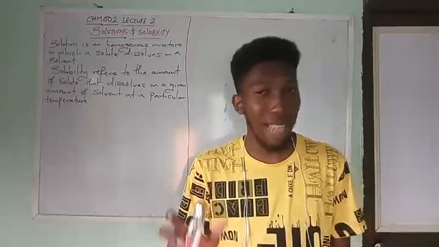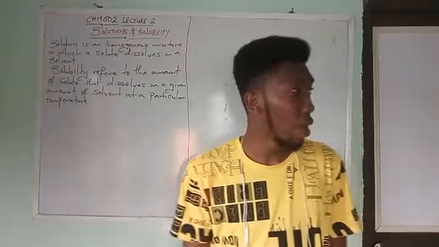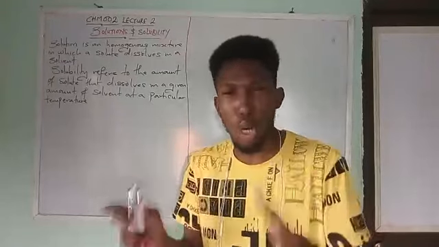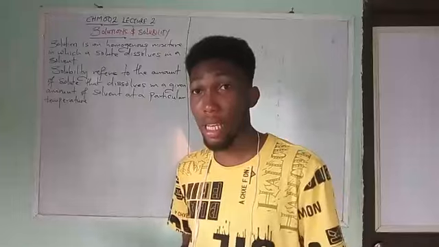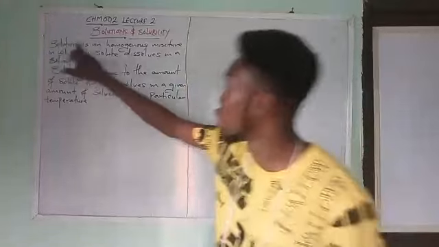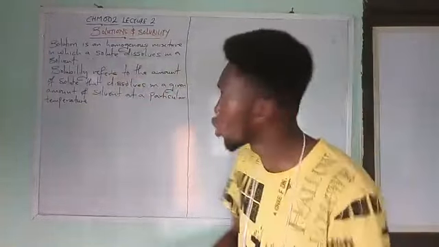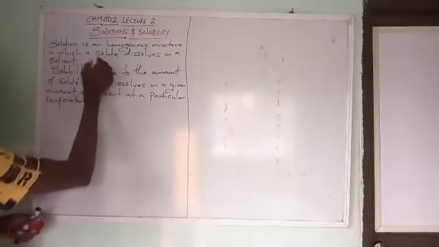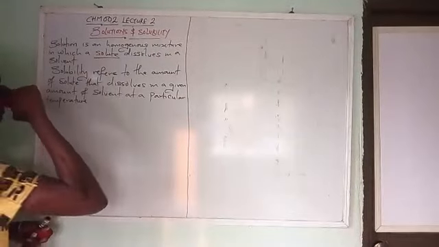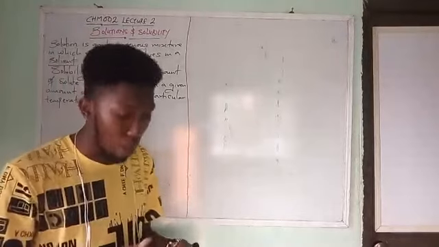Are you getting me now? In that system, that's the meaning of a homogeneous mixture: only one substance being dispersed in that system. Now, we said the solution is a homogeneous mixture in which a solute dissolves in a solvent. And when we hear the word solute, we have to know the meaning of a solute and a solvent.